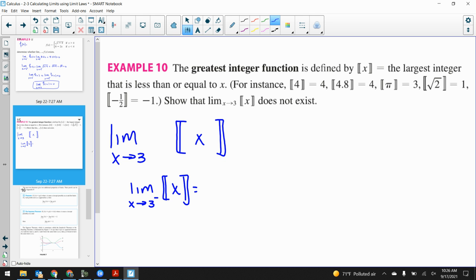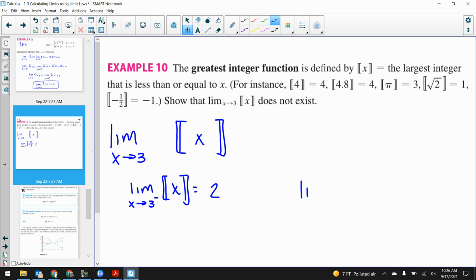All right. So what is the limit from the left side? Well, think about it. At 2.5, what is it going to revert back down to? 2. What about at 2.75? What about at 2.9? 2.99. Okay. So the limit as x approaches 3 from the left side is just 2, right? It's always going to be reverting back down to 2.